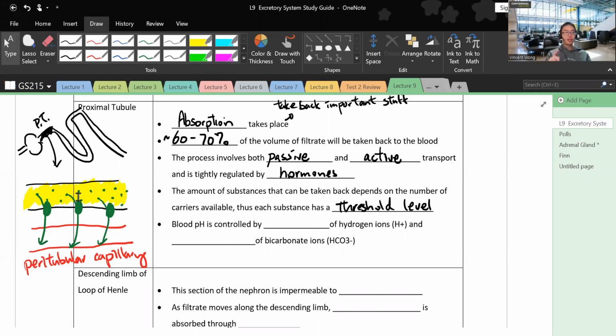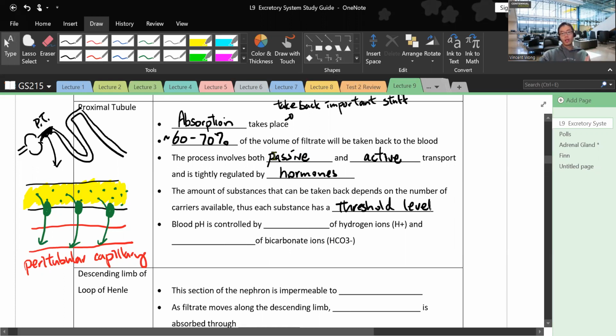So two takeaway points here. Number one, we want to take back as much as we can, but in order to absorb it, we must have some kind of carrier. And number two, you can only take things back if you have a carrier. For some things like water and sodium chloride, they can rely on passive transport. But if you are drinking coffee, for example, caffeine, right?